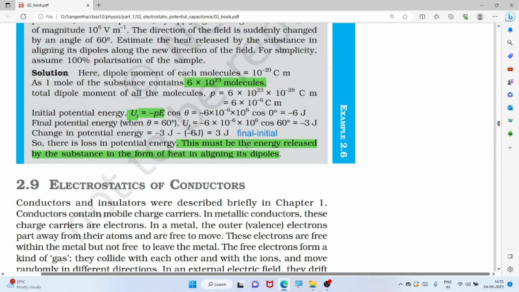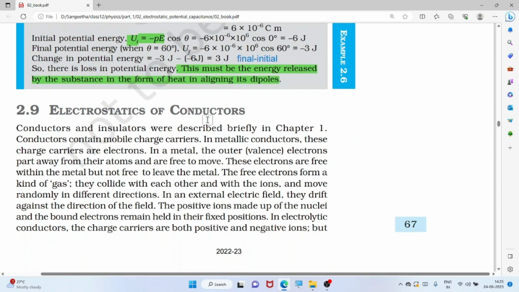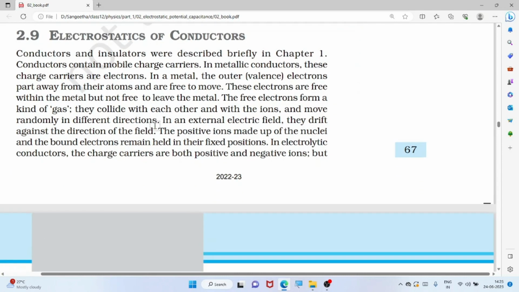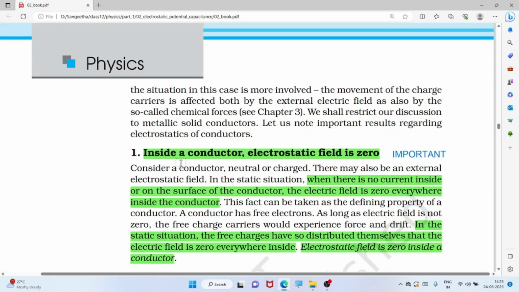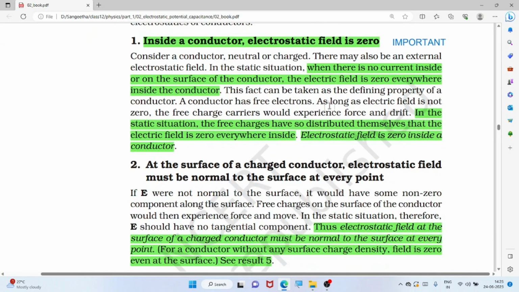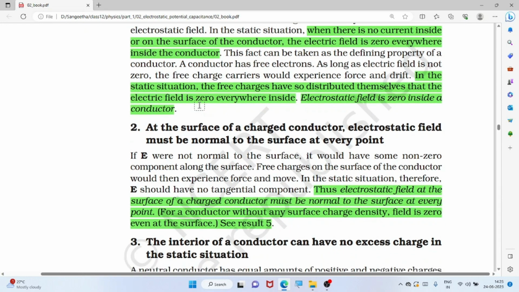Potential energy difference, they are final minus initial. Electrostatics of conductor. Inside the conductor, electrostatic field is 0. Okay, and there is no current inside or on the surface of the conductor. Electric field is 0 everywhere else.